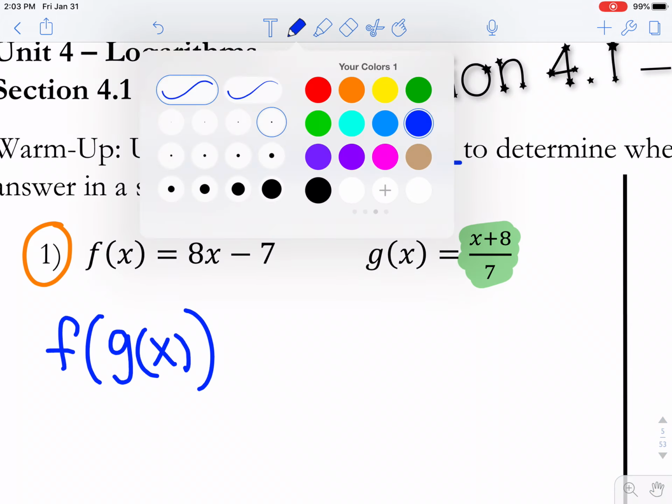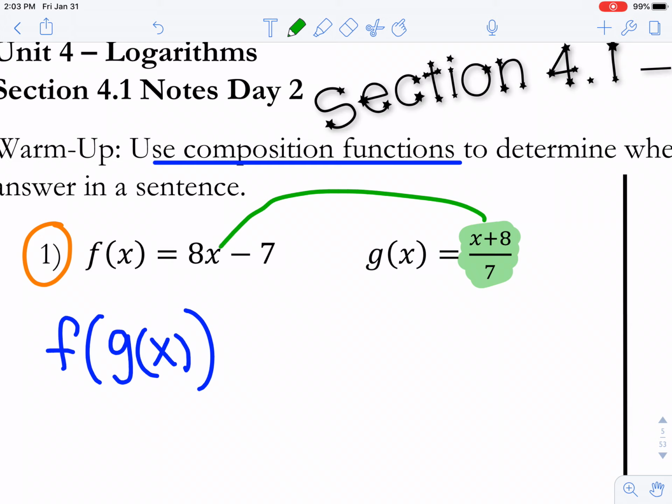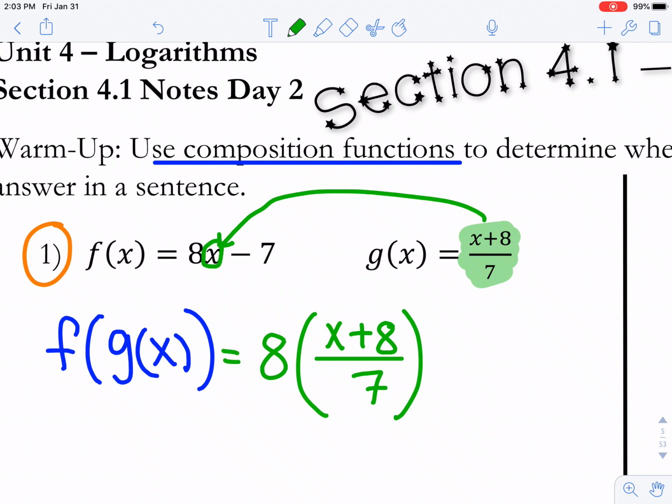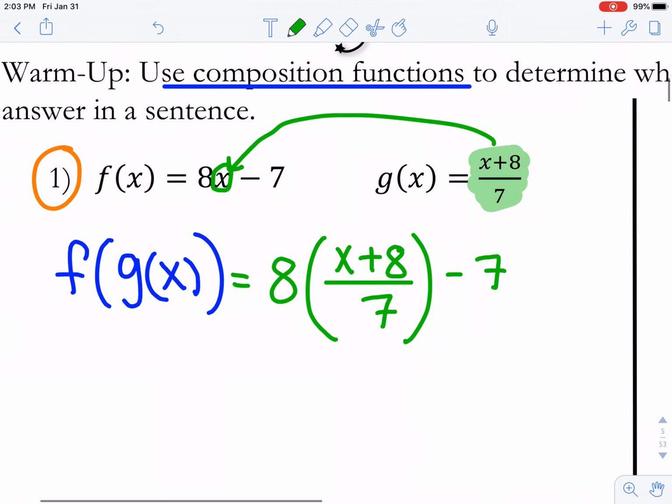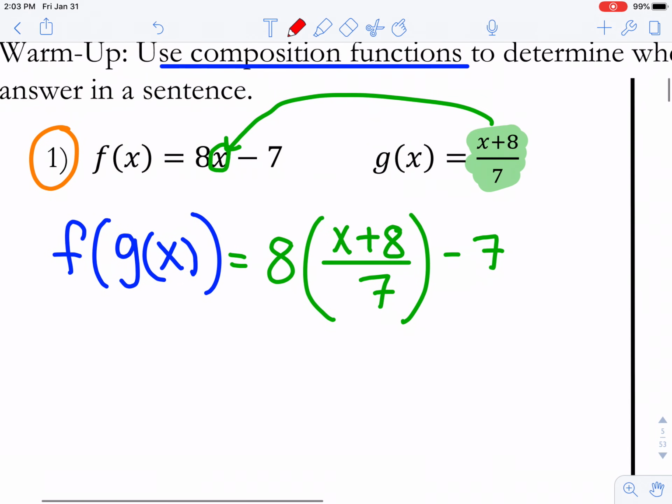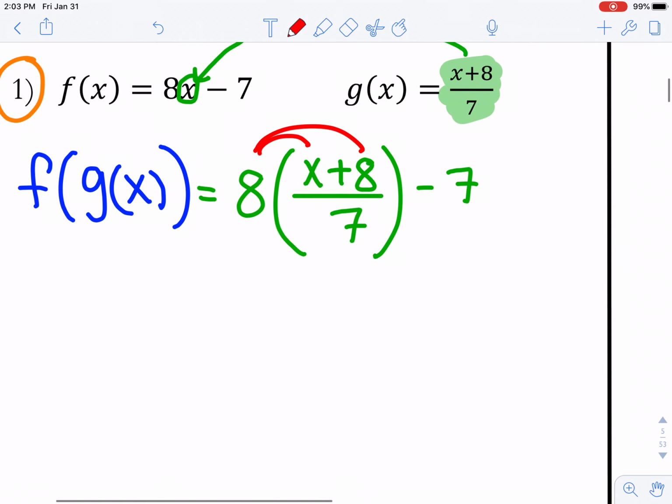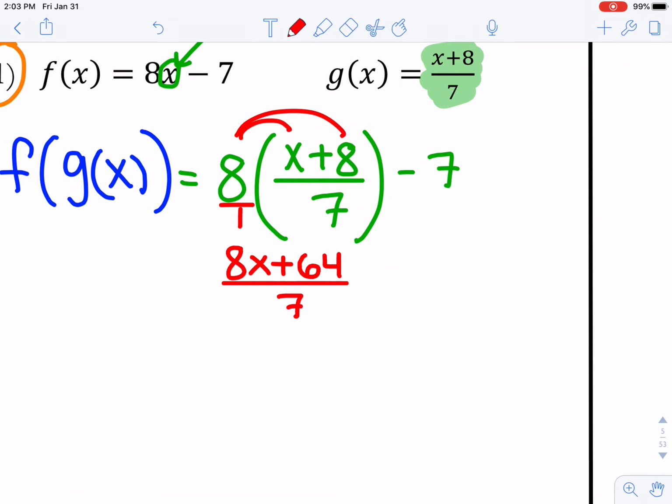So we are going to take g of x and we're going to plug it into the x in the other function. So it's 8 times (x plus 8 over 7) and then minus 7. Okay, so let's see. Usually with inverses, things will cancel easily, and we can see here that that's not really going to happen. We're going to get an 8x plus 64, just distributed the 8 to the numerator only, because it's like having an 8 over 1, and then over 7, minus 7. I'm going to rewrite 7 to have a common denominator.